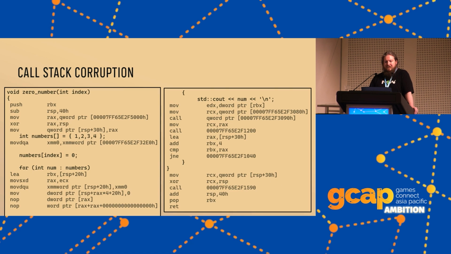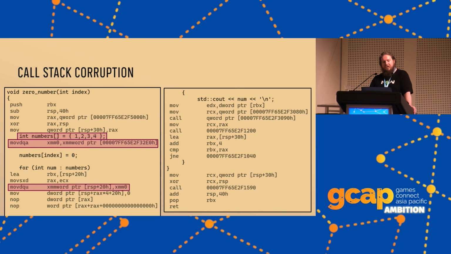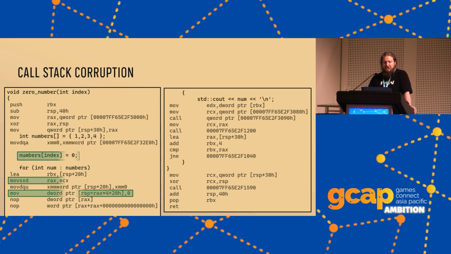So let's take a little bit of a look at the disassembly for that function. You don't need to understand every line of the assembly here, but I'll give a quick little rundown. First up, we've got the initialization of the numbers array. This gets stored in the stack at RSP plus 20 in hex, as you can see by the last line that's highlighted. Then we have the setting of the value to 0 within that array.